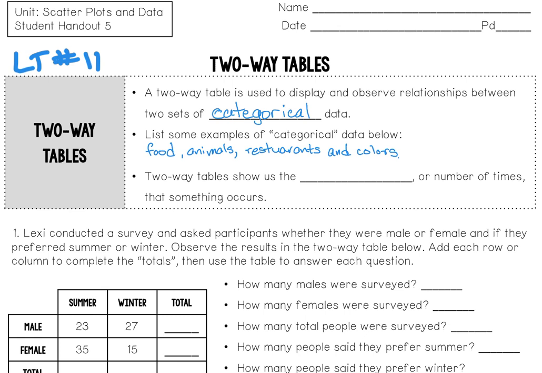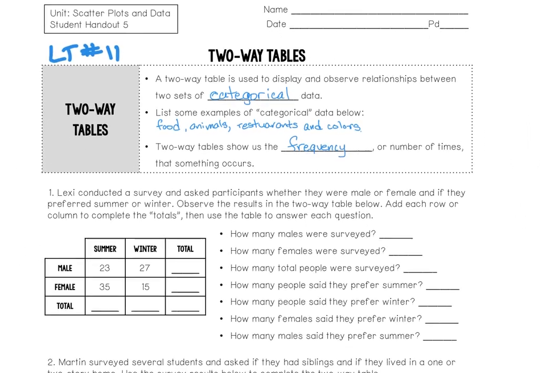Two-way tables show us the frequency or number of times that something occurs. So we're taking like a count of how many times certain things happen. All right, so let's jump right in.